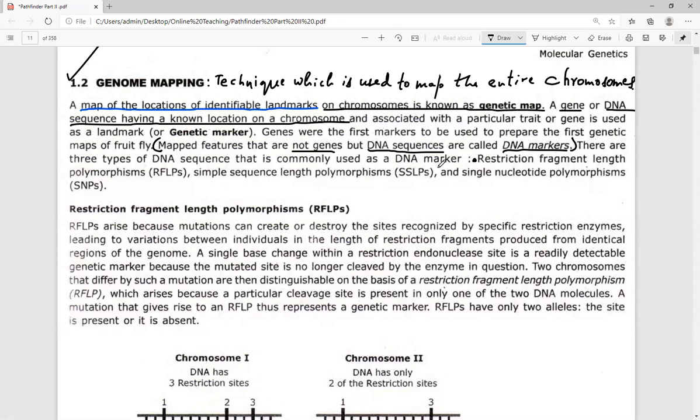When you take double stranded DNA and cut it with the help of restriction endonucleases, that is called RFLP. Next is simple sequence length polymorphism, also referred to as SSLP, which is another type of polymorphism. Simple sequence length polymorphism refers to polymorphisms present in the minisatellite. And then single nucleotide polymorphism.